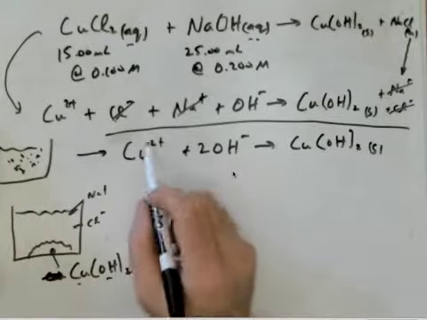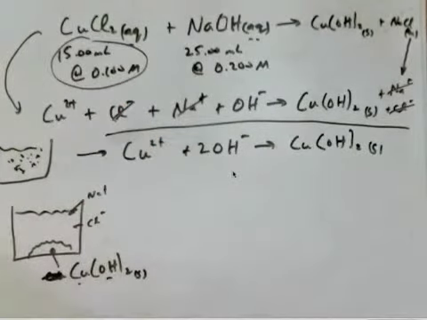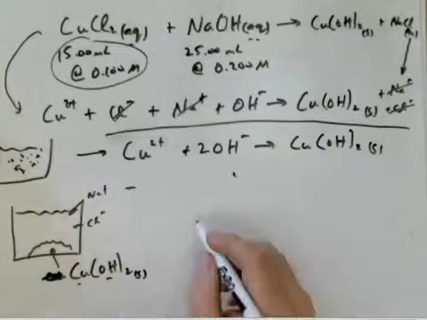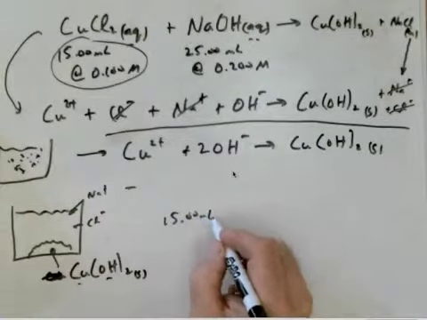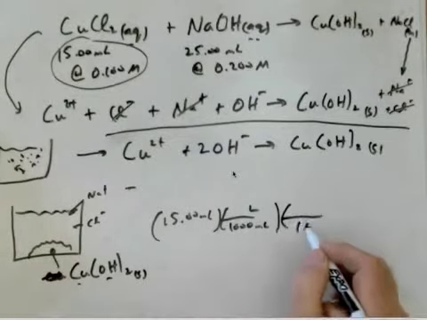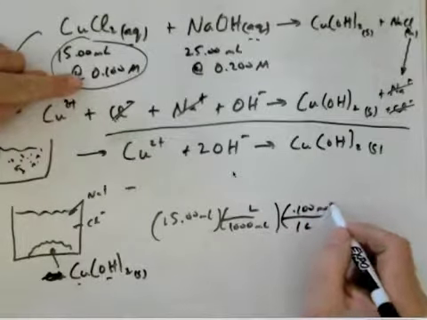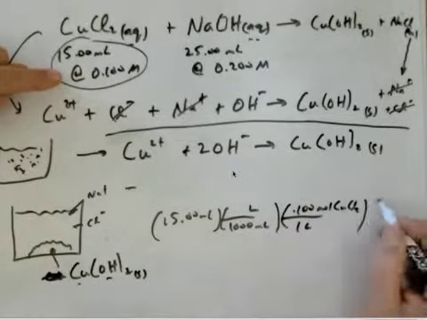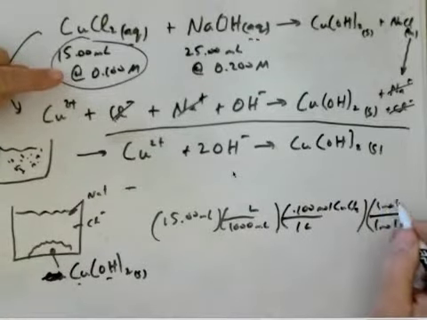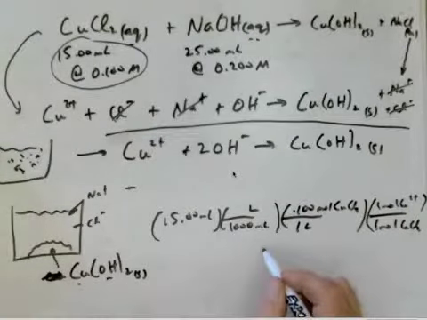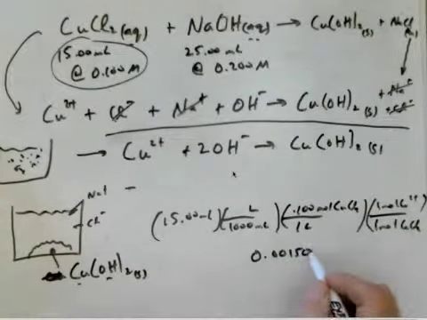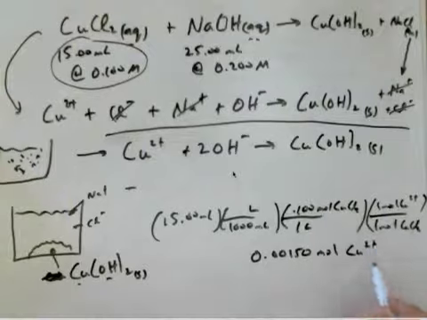Okay, so let's look at what we had for starting amounts. We had this amount for the copper 2 chloride. Let's determine how many copper ions were actually in our container. How would you do that? Well, 15 milliliters, 1,000 milliliters per liter. Each liter of that was 0.100 moles of CuCl2. If I take those apart, each mole of CuCl2 becomes 1 mole of copper 2 ions, and I get, let's see, 0.001536 moles of copper 2 ions in the container.